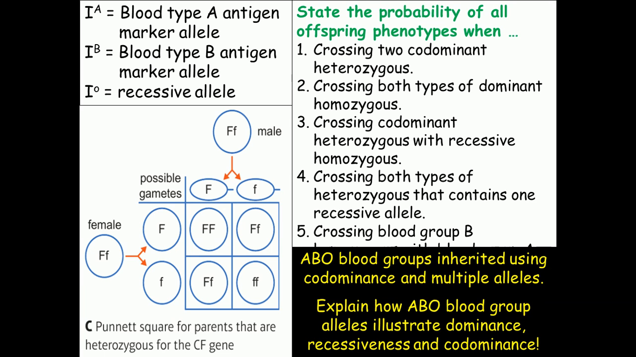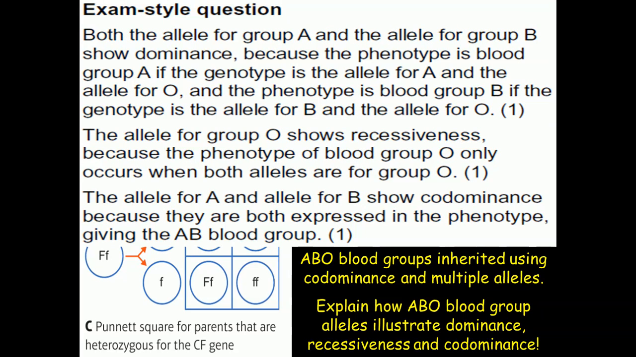In the exam, they could ask you to explain things in addition to doing Punnett squares. So ABO blood groups are inherited using codominance and multiple alleles. Explain how ABO blood group alleles illustrate dominance, recessiveness, and codominance. It illustrates dominance because the A allele and the B allele are dominant over the O allele, and that means that the O allele is recessive. It illustrates codominance because the A allele and the B allele are both expressed in the phenotype if they're together. And that means that they are codominant.